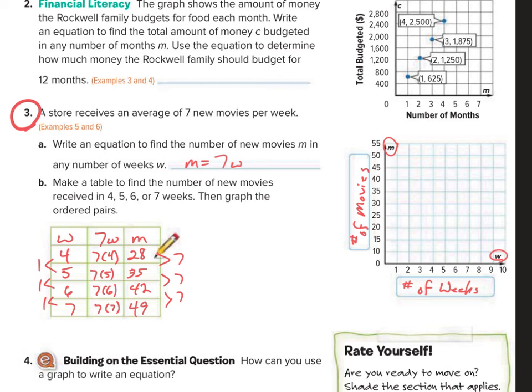So now we can plot our points, and these are just the coordinate pairs that come from the table. So at 4 weeks, we've got 28 movies. At 5 weeks, we've got 35 movies. At 6 weeks, 42 movies. And again, you have to be careful with your estimation here. And at week 7, we've got 49 movies.